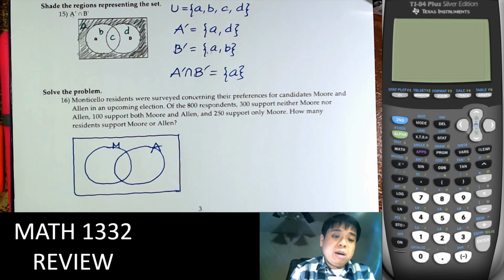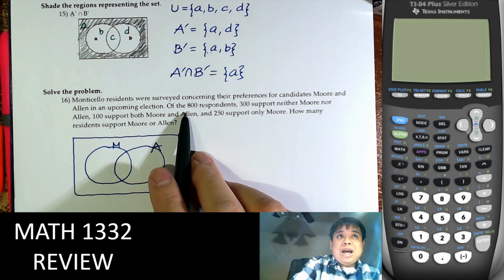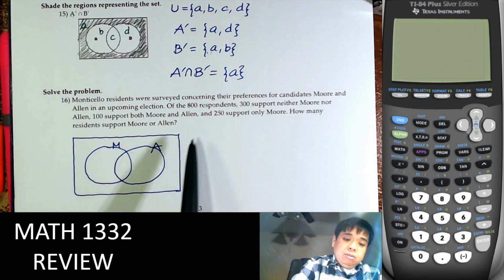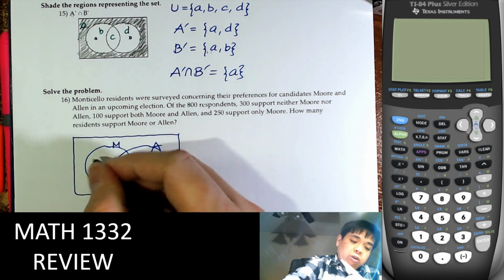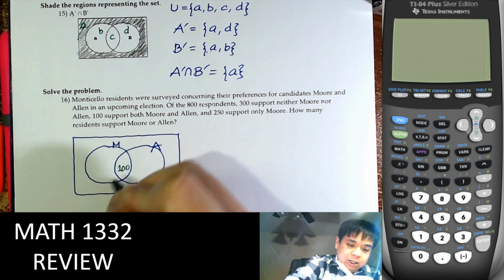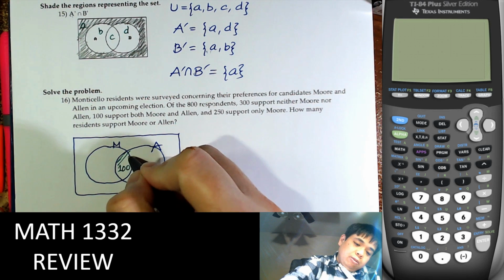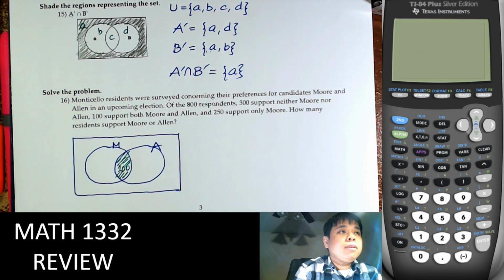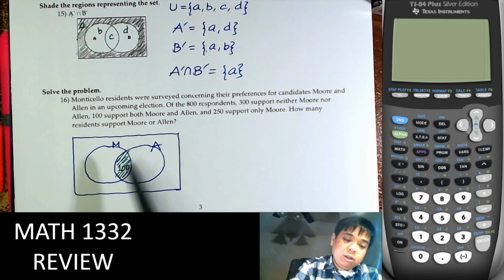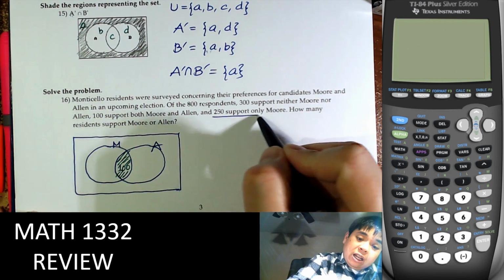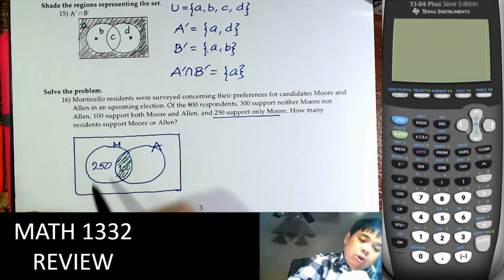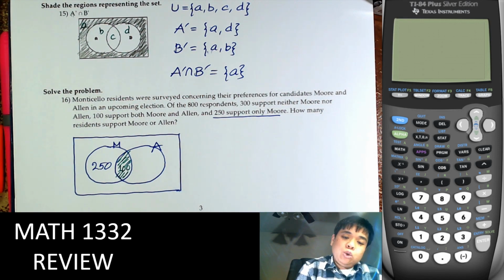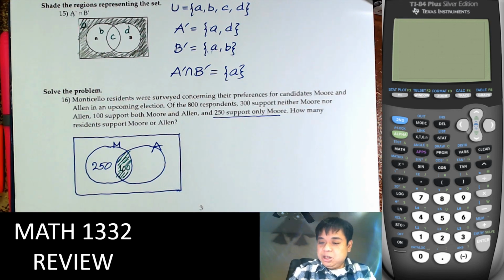Let's just put all of these numbers into it. So first, 800 total, we're not going to use that too much. 100 support both, so we know 100 in the middle, that's both. And then 250 support only Moore, that's the key part, so it's going to be 250 only Moore. 300 support neither, so that means way outside.